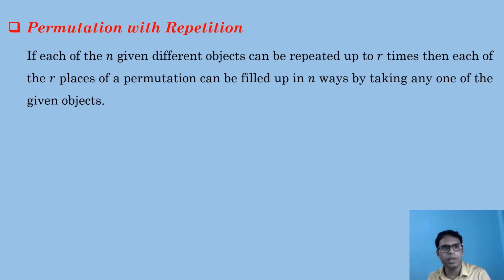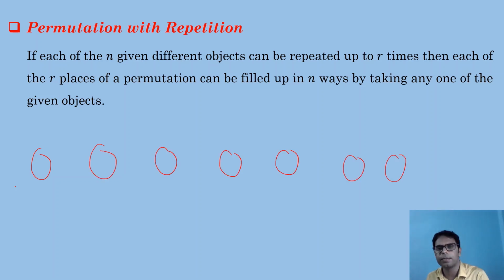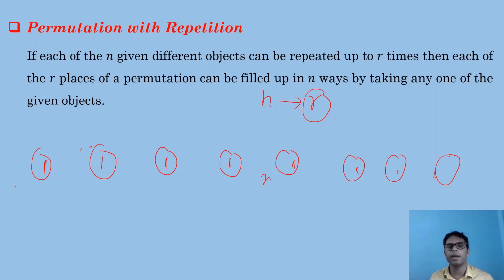This time you see here, now you are filling r places again. Say these are the empty places you are filling. From n you are selecting r, and one of the objects can be repeated. If you use an object here, then this one can also be used here, and here, and here, and so on. So in total it can be repeated r times. So each object can be repeated r times.